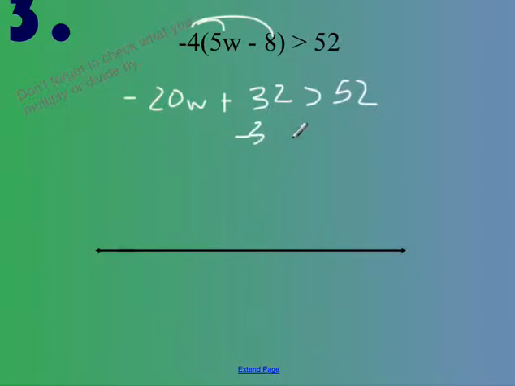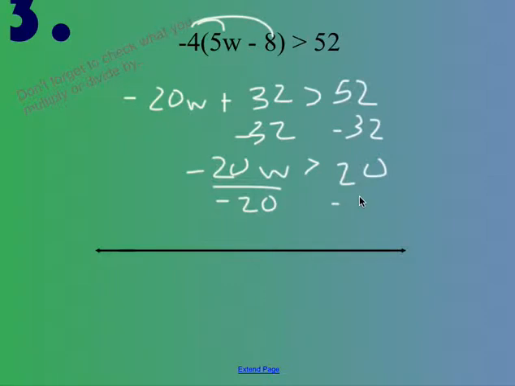So the first thing I'm going to do is subtract 32 from both sides. So I get negative 20W is greater than 20. So now I'm going to go ahead and solve this, and when I do that, I'm dividing both sides by a negative 20. And I have alarm bells going off in my head saying, hey, you're dividing by a negative number. So right now the inequality symbol is facing the W. Because I divided by a negative, it needs to flip direction. So now it's a less than symbol. 20 divided by a negative 20 is a negative 1. So mathematically, this is our answer.